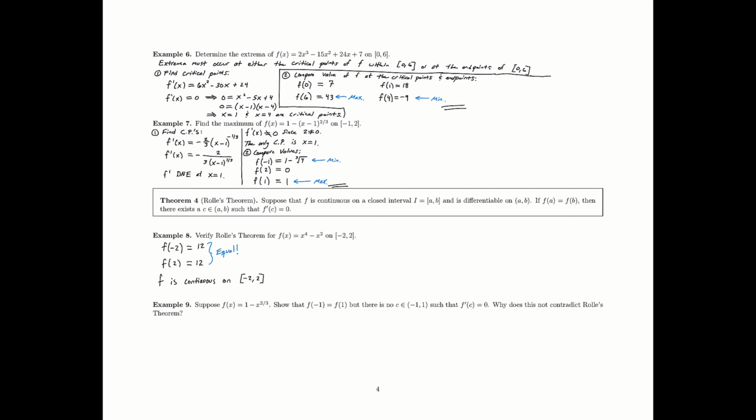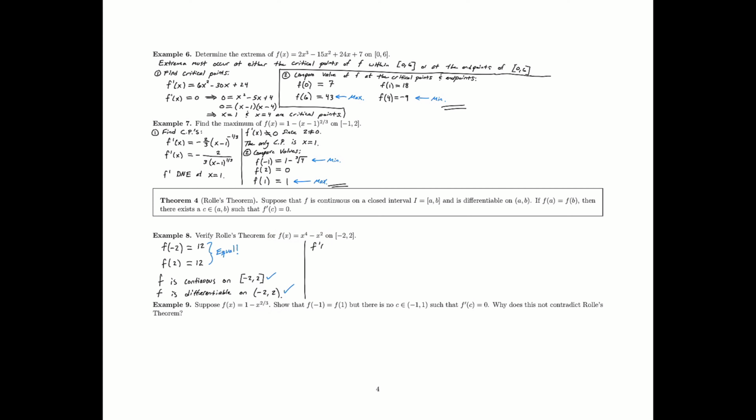Not only is it continuous, a polynomial is continuous and differentiable everywhere, so we know that f is differentiable on the open interval. That's true. If it's differentiable on all real numbers, then it has to be differentiable on this smaller subset of the real numbers. So these hypotheses are all satisfied. Now we want to see, is there a location where the derivative of this function is equal to 0? Because Rolle's theorem says it exists.